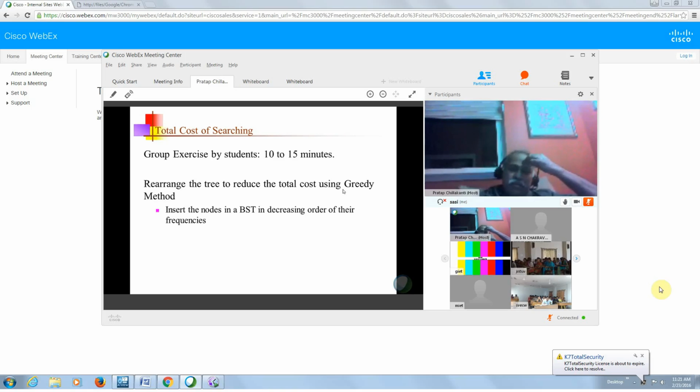Remember, we did the coins examples. We did a lot of examples on the greedy method, right? So here, what is the greedy method? You insert the nodes in a BST in decreasing order of frequencies. You start with the highest frequency, you insert that first. Then you go to the next highest frequency, you insert that, and so on.